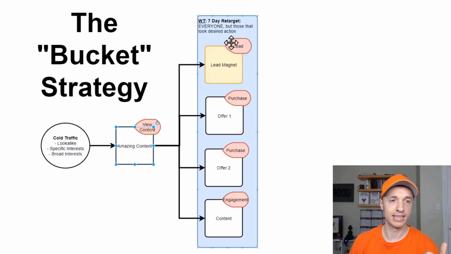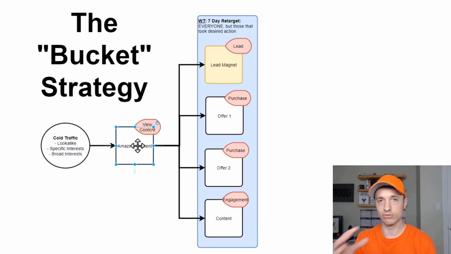So the next stage then is your bucket. So this whole blue area is what I consider my bucket. And basically what I do is, the WT stands for warm traffic, and I do either like a 7-day retarget, or you could do a 10-day or 14-day retarget, whatever is relevant to you and your business. But basically you're retargeting everyone that has engaged with you.